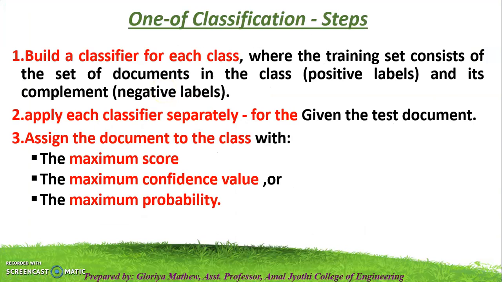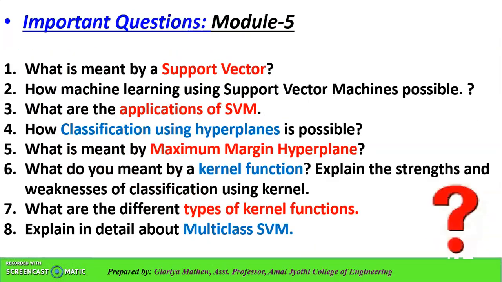Now let's see the steps for performing one-of classification. The first step is to build a classifier for each class, where the training set consists of the set of documents in the class with positive labels and its complement as negative labels. Second, apply each classifier separately to the given test document. Third, assign the document to the class with the maximum score, maximum confidence value, or maximum probability. This is all about multi-class SVM.